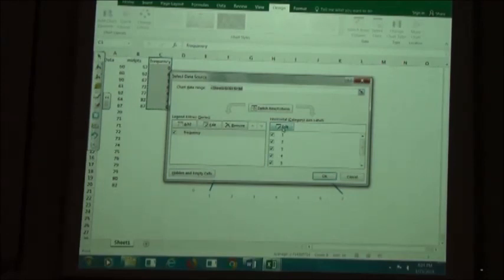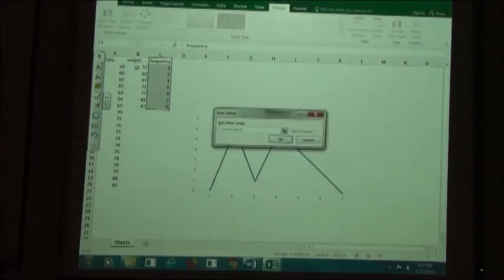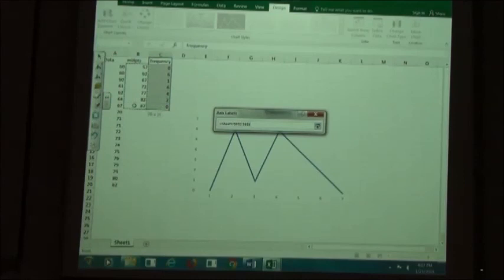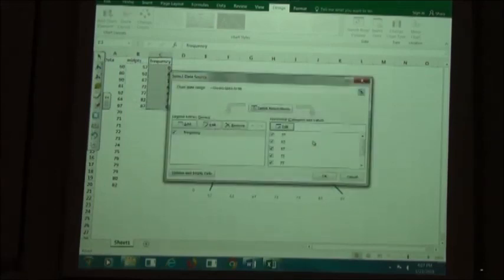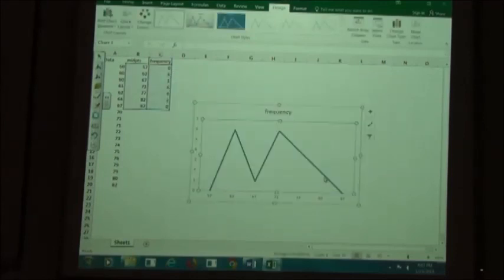And then we're going to edit the labels on our axis. So we're going to click on the word Edit under the horizontal axis, and we're going to use the midpoints for those labels. So I'm going to highlight from 57 to 87. And then I'm going to hit OK. Now in this box, you should see that it says from 57 to 87, and if I hit OK, now you'll notice my labels are there for my midpoints.